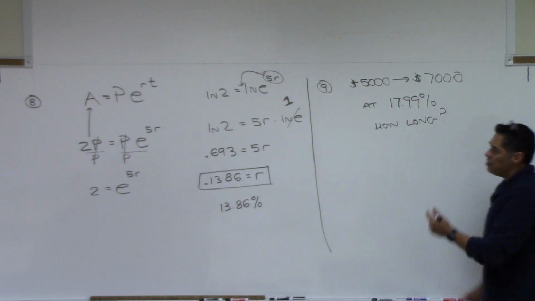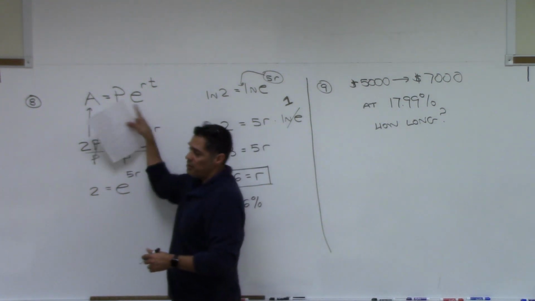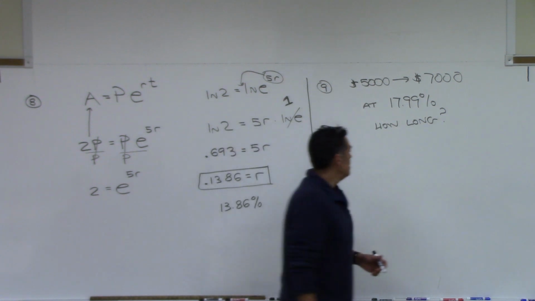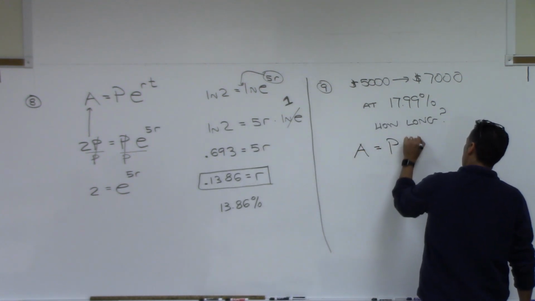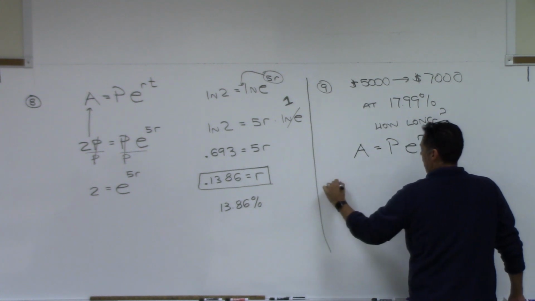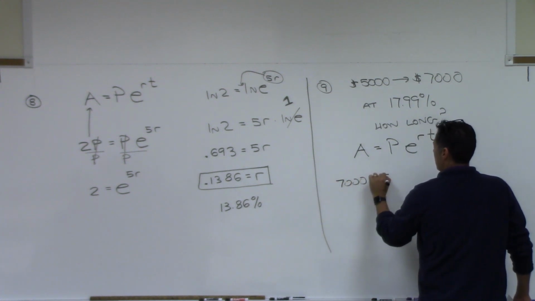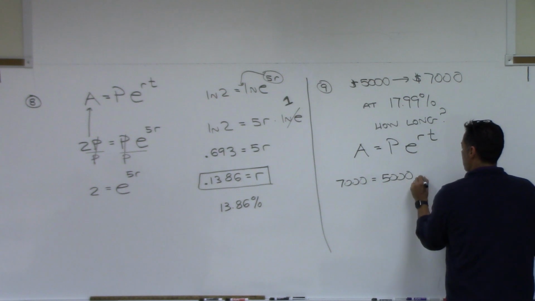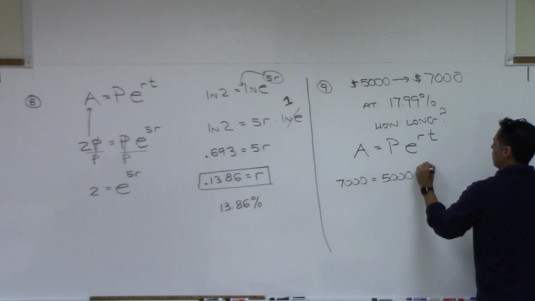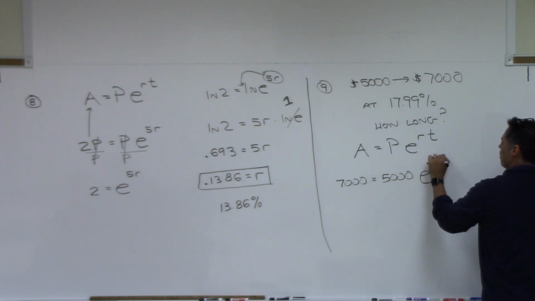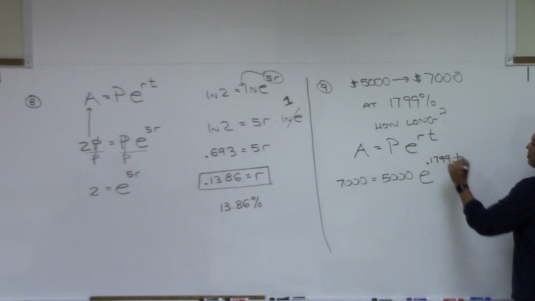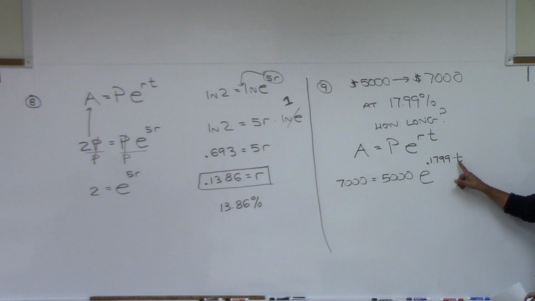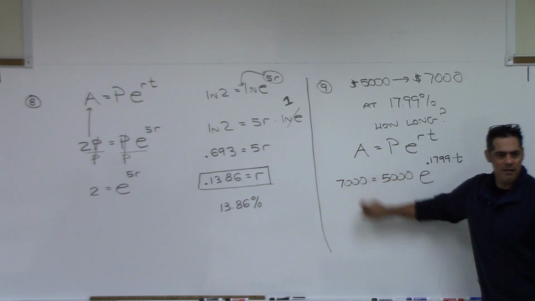So I'm going to use the same formula, right? Except what is the A, the P, the E, the R, the T? So A is 7,000, P is 5,000, what we start with, R is the interest rate, which we convert from a percent to a decimal, and then T is what we're solving for. So how much time does it take at this interest rate to turn that money into that, right?